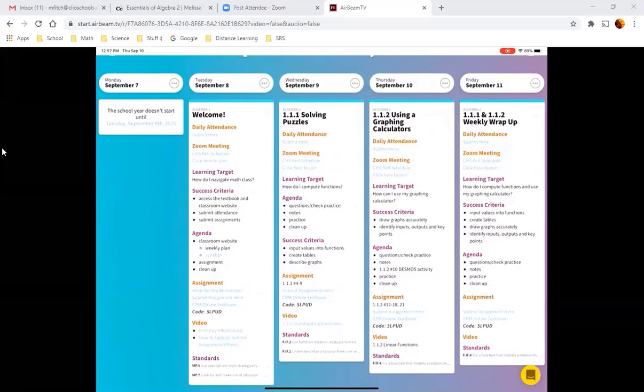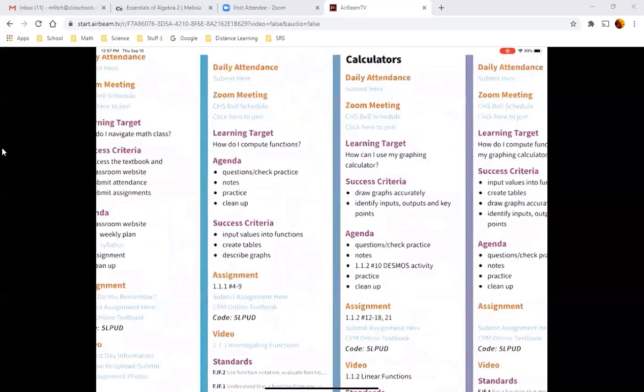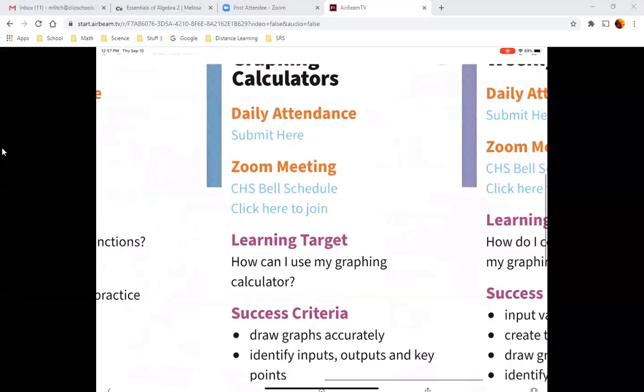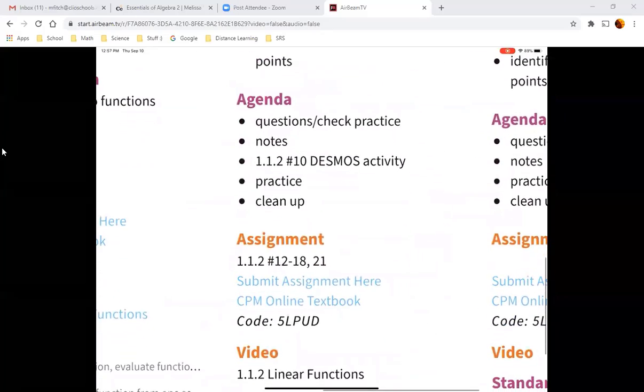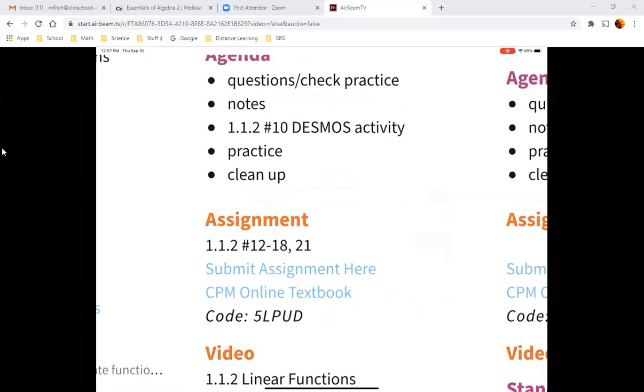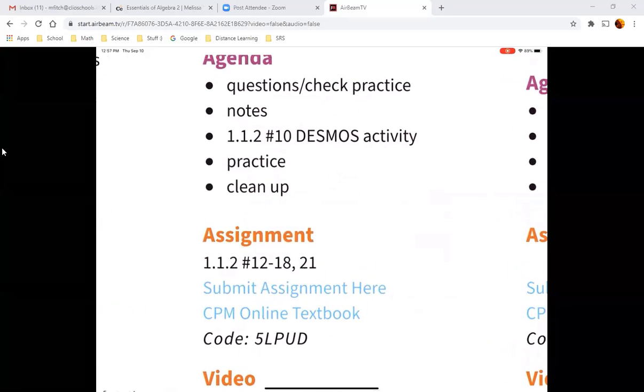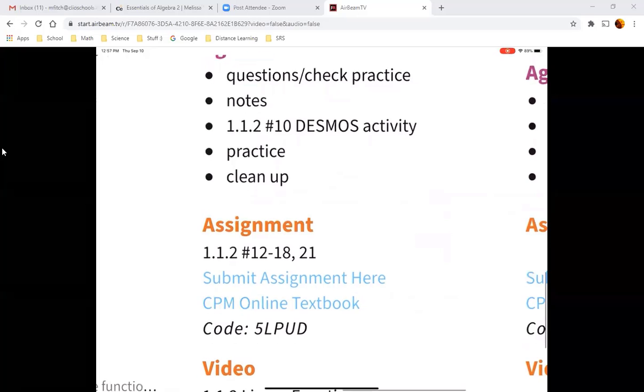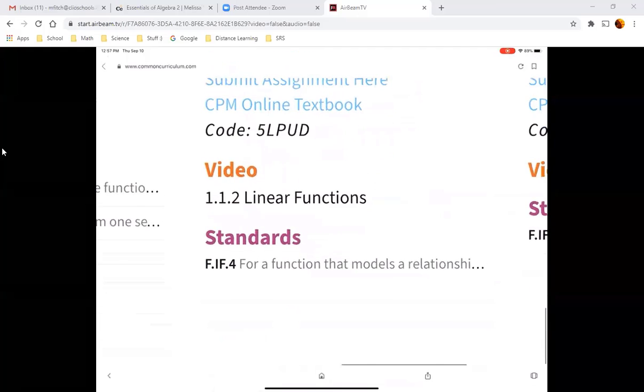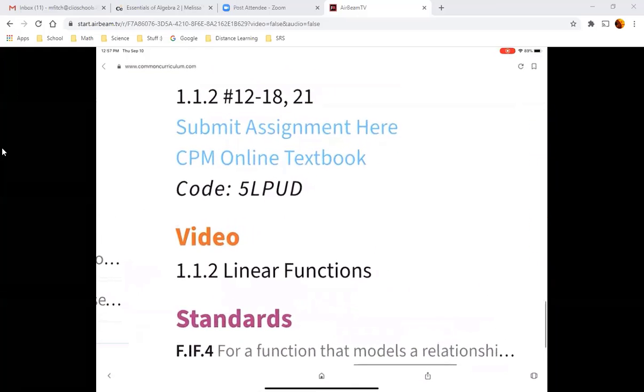Are you all signed up, because we're on Thursday. On our agenda for today, when we go to our textbook, section 112, number 10 is a little Desmos activity that we're going to mess around with and play with today. And then you still do have an assignment: problems 12 through 18 and then 21. So we're going to mess around on our computer.